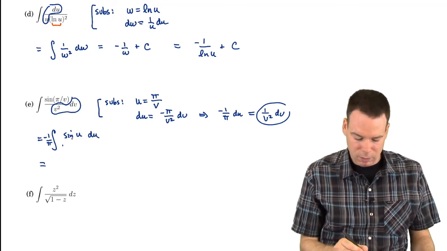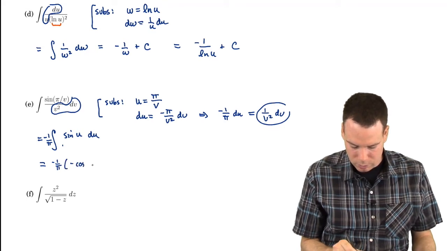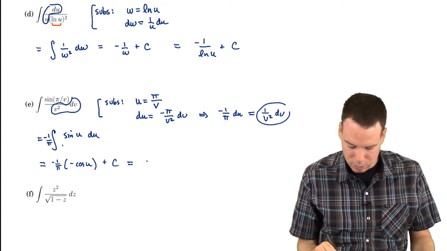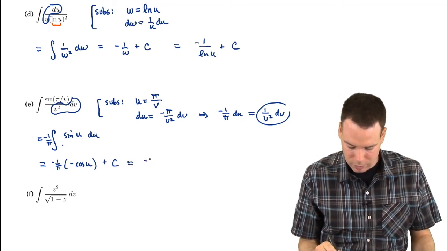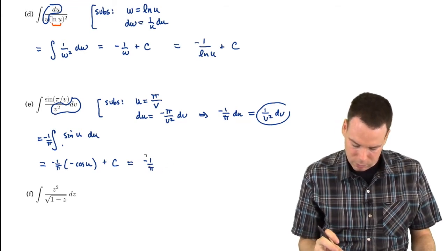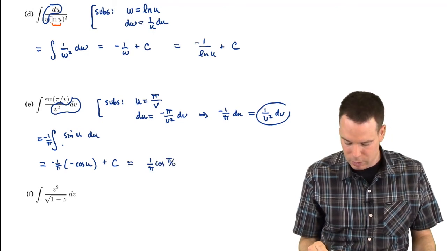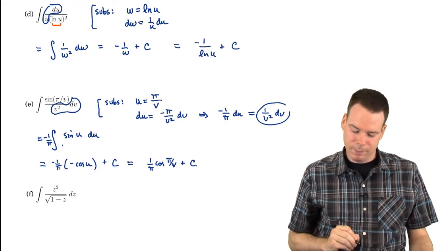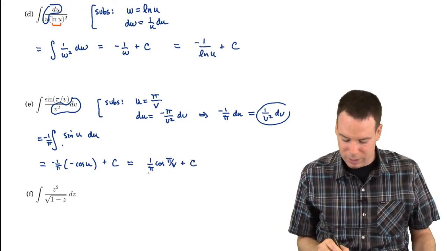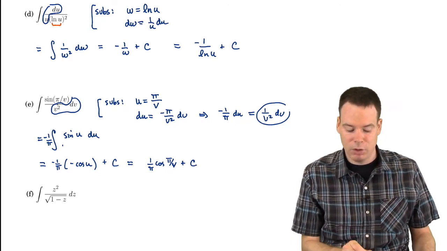What's the antiderivative of sine? That would be negative cosine plus c, putting everything back in terms of the original variable v. That's negative 1 over pi times negative, we can start getting rid of these negative signs, and that's a cos of pi over v plus c. And there's our result. So again, do a quick check. Work out the derivative of this thing, make sure you get back to the original.